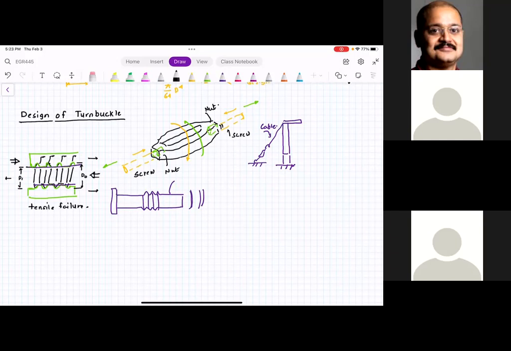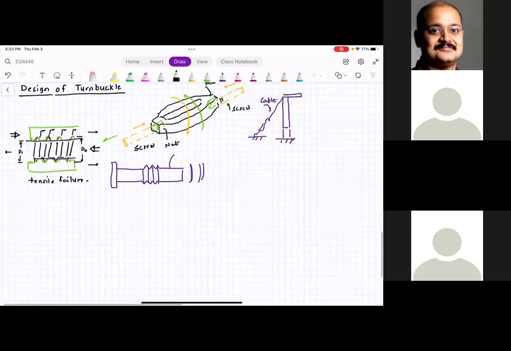So we are going to design the turnbuckle based on these static failure modes. When we design the power screw, we will look at the friction, frictional torque, and all that stuff. But here, we are going to design the turnbuckle based on the static failure. So, how do we design? Design procedure.